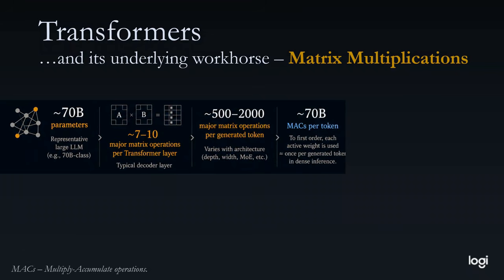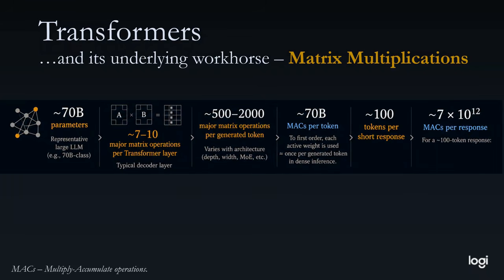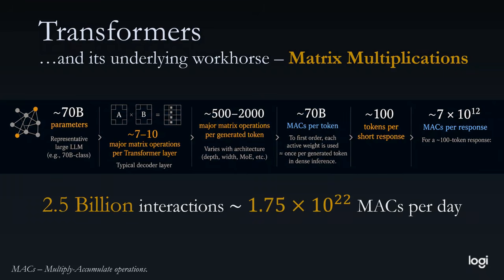Now, if we consider that each of the 70 billion parameters takes part in a MAC operation, a multiply and accumulate operation, at least once, that corresponds to about 70 billion MAC operations per token. And a typical short response is about 100 tokens. So we are looking at about 7 x 10^12 MACs per response. Putting this number together with the 2.5 billion interactions, that comes to about 1.75 x 10^22 MACs per day. These are multiply and accumulate operations which are happening per day.